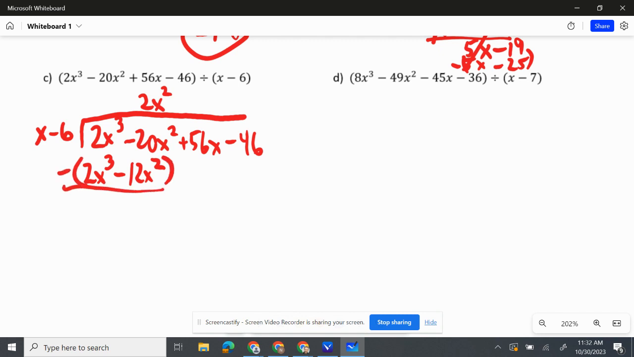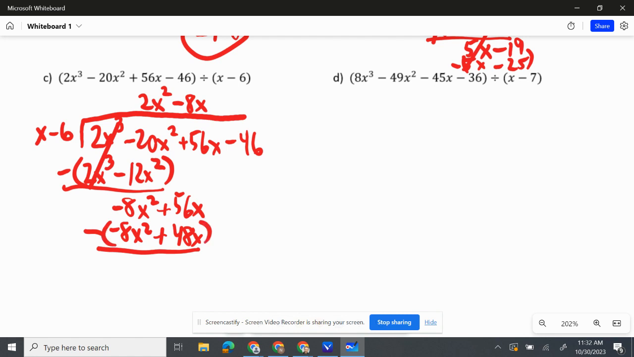I'm going to subtract my terms. Once again, the first ones always cancel. That gives me negative 8x squared. I bring down the 56x. x goes into negative 8x squared, negative 8x times. Negative 8x times x is negative 8x squared. Negative 8x times negative 6 gives me a positive 48x.